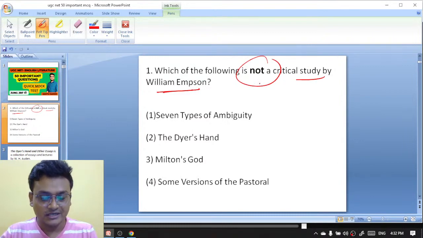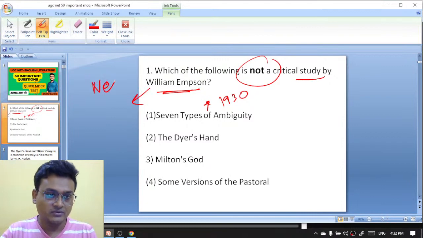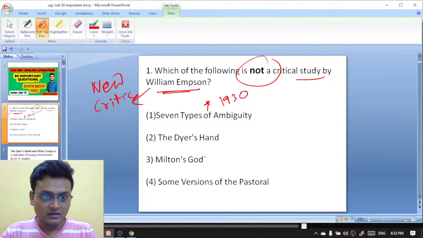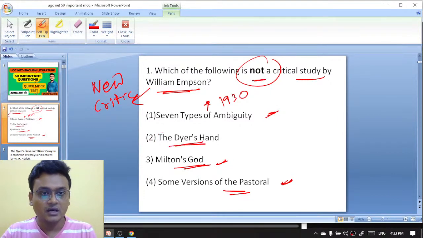Which of the following is not a critical study by William Empson? Seven Types of Ambiguity, which came in 1930, is one of the finest works of William Empson, and he was actually a New Critic. Milton's God and Some Versions of Pastoral are also written by him. The Dyer's Hand is the right answer, which is not a critical study. It was not written by William Empson.